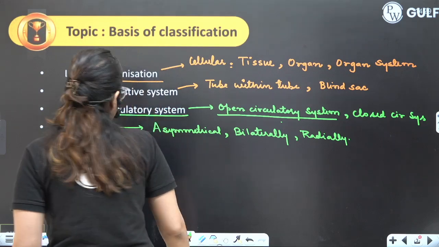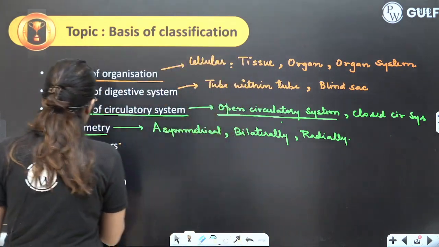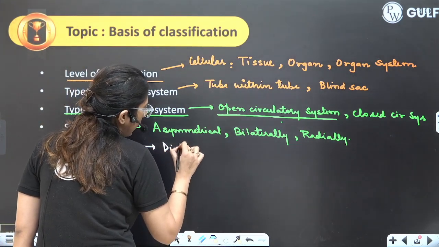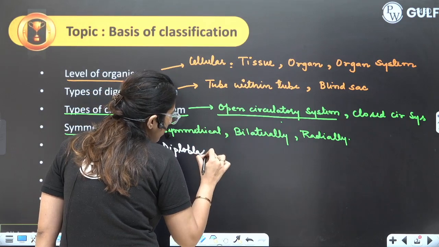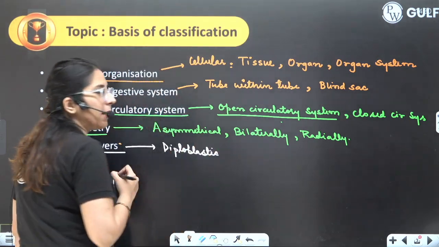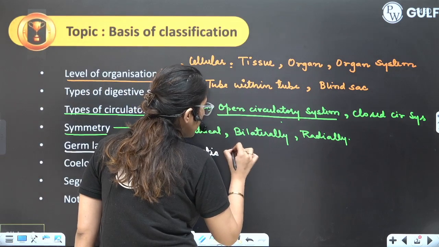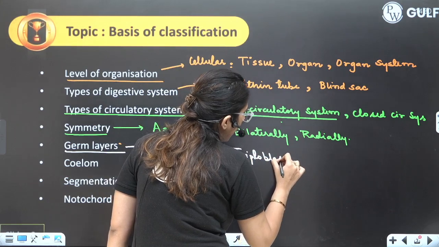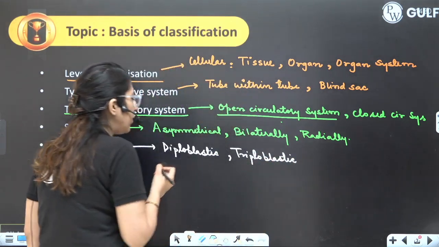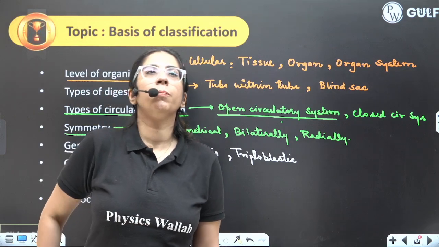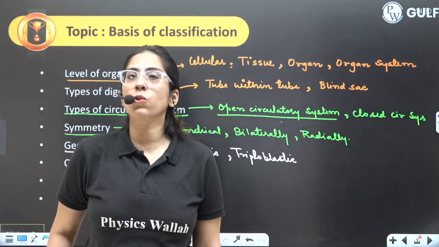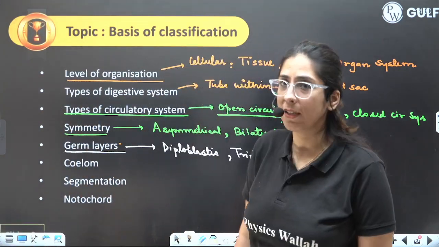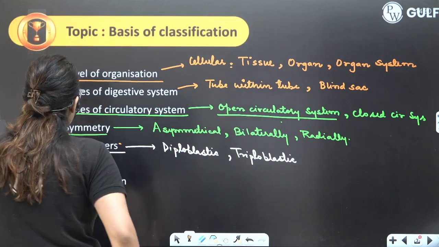Now, moving on to the next, the germ layer. Organisms can be diploblastic. Diploblastic means two germ layers are there, ectoderm and endoderm. Triploblastic means three germ layers: ectoderm, endoderm, and mesoderm. The coelenterates and Ctenophora belong to the diploblastic category. Triploblastic ones are Platyhelminthes, Aschelminthes, Annelida, Arthropoda, Mollusca, Echinodermata, and Chordates.